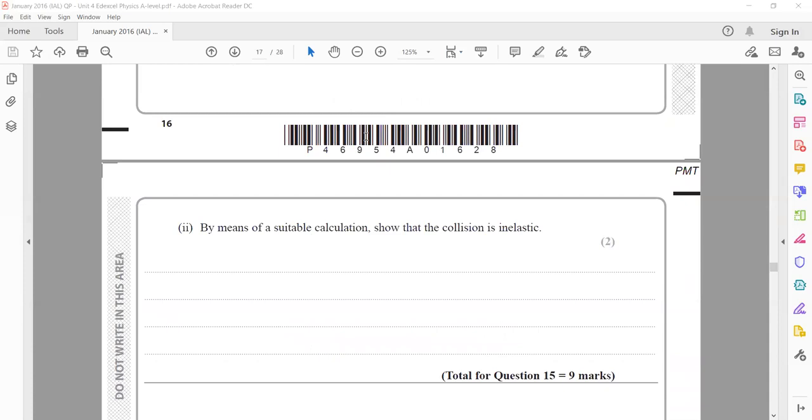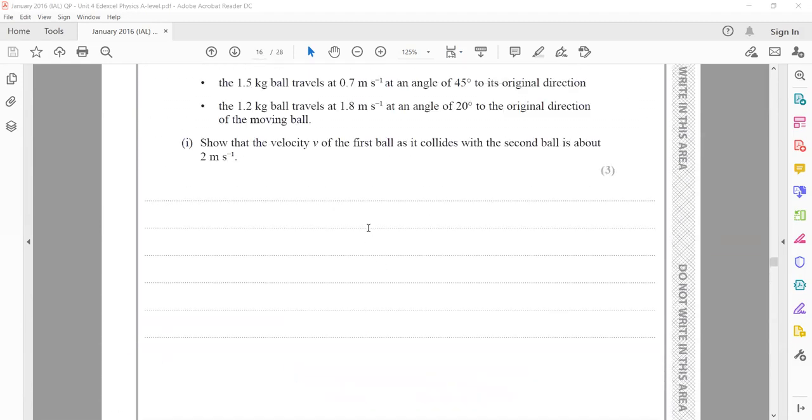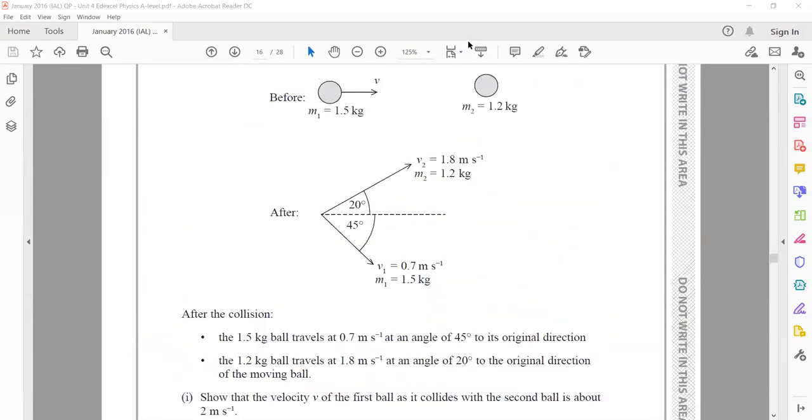By means of a suitable calculation, show that the collision is inelastic. So if you want to show the collision is inelastic, the kinetic energy before collision is not the same as the kinetic energy after collision. But when you are using the kinetic energy, you don't have to bother about the angles. Why? Because energy is a scalar quantity, so direction does not affect its magnitude, or direction does not have any significance to it.